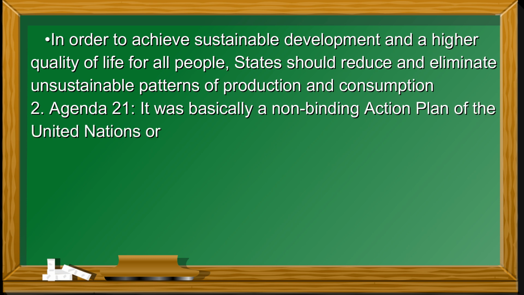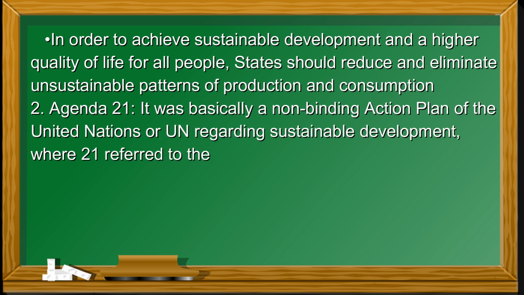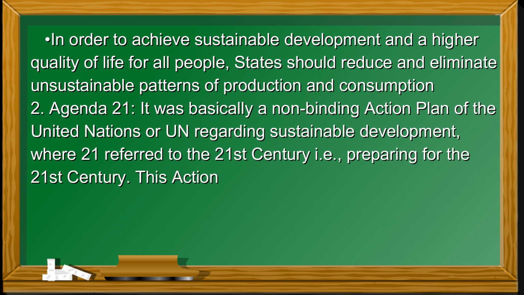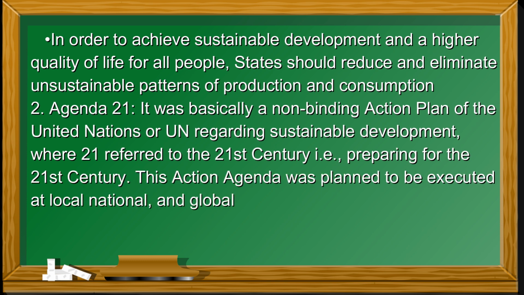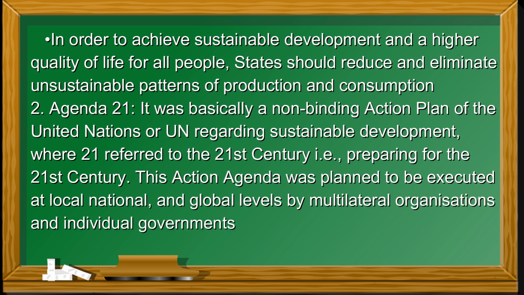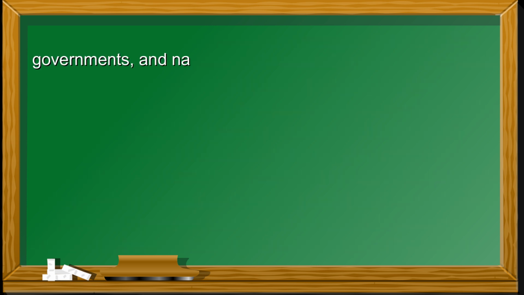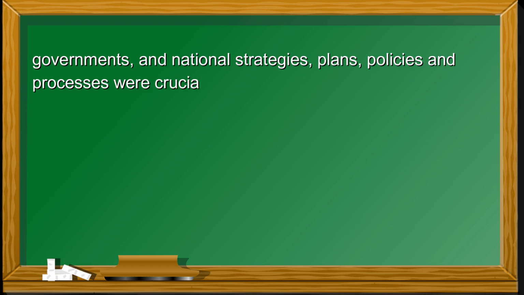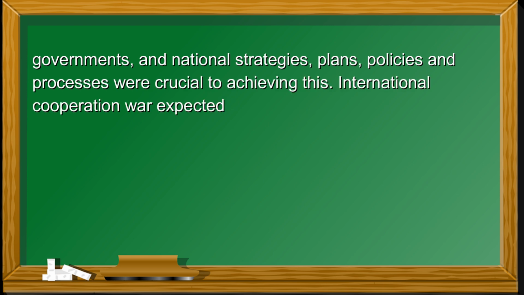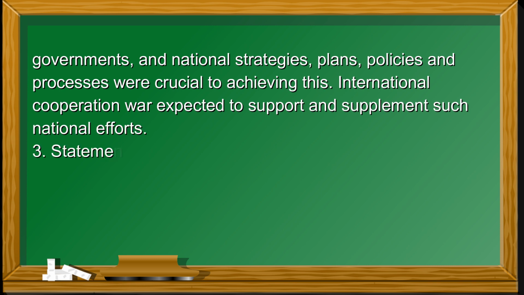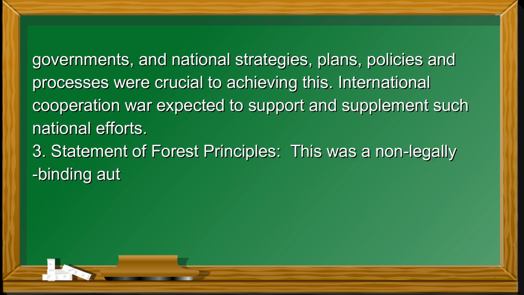2. Agenda 21. It was basically a non-binding action plan of the United Nations, or UN, regarding sustainable development, where 21 referred to the 21st century, i.e., preparing for the 21st century. This action agenda was planned to be executed at local, national, and global levels by multilateral organizations and individual governments around the world. Successful implementation was primarily made the responsibility of the governments, and national strategies, plans, policies and processes were crucial to achieving this. International cooperation was expected to support and supplement such national efforts.